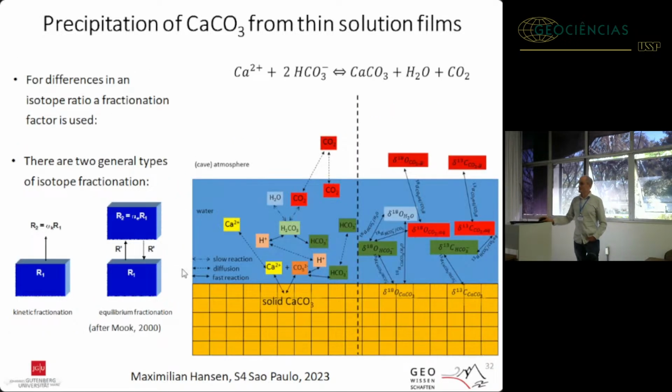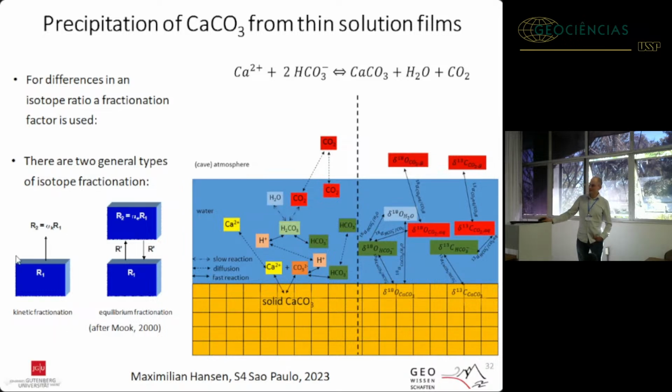So this is again the picture I showed you before. That's quite a busy picture. During all these chemical reactions which are going on during dissolution and precipitation of calcium carbonate, you also have isotope fractionation going on at the same time. And there are two general different types of stable isotope fractionation processes. Maybe you are familiar with that.